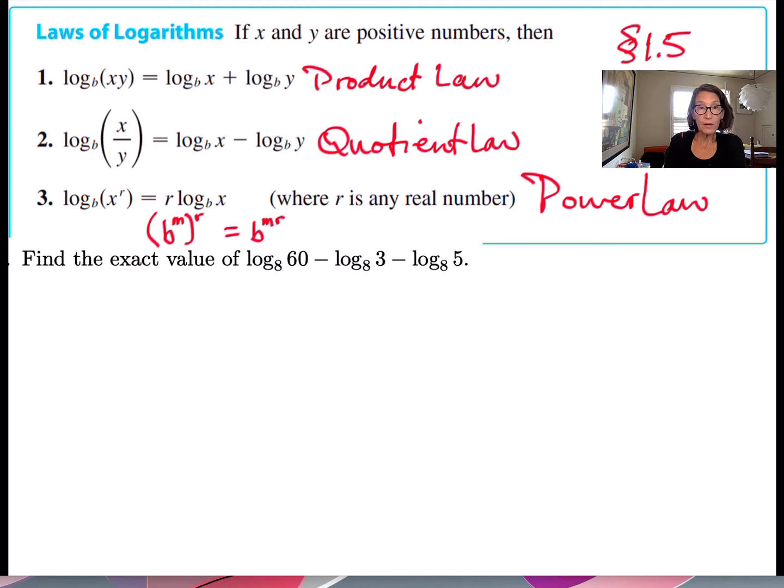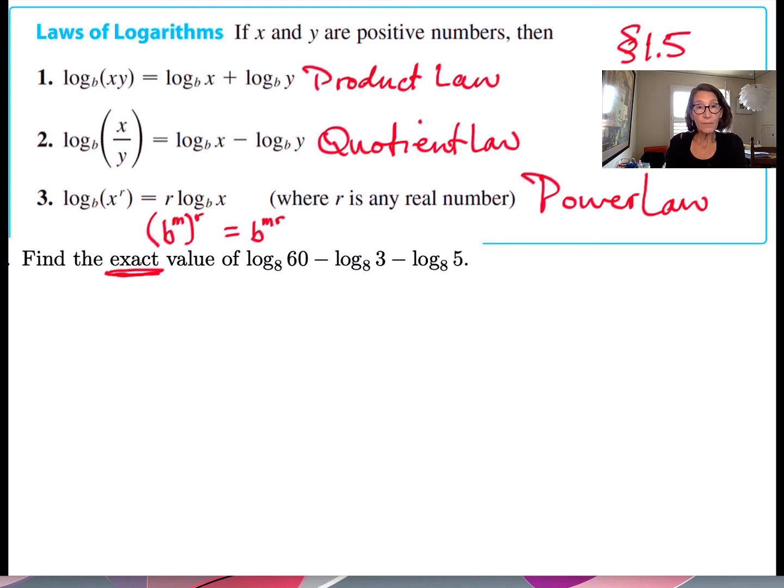All right, let's look at how to use these. We're going to do this example. We're going to find the exact value of log base 8 of 60 minus log base 8 of 3 minus log base 8 of 5. First note that exact means we're not using a calculator. If you were to use a calculator or computer, you would get a decimal that goes on forever. You'd have to chop it off. That's no longer exact. We can use algebra and laws of logarithms to get an exact answer.